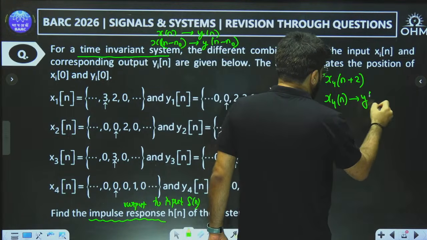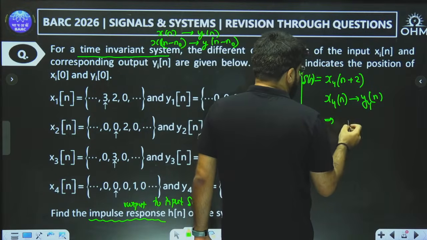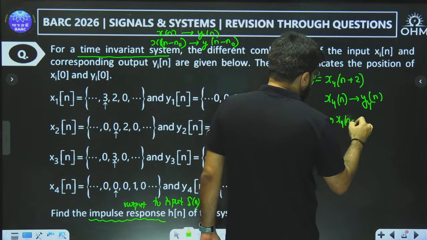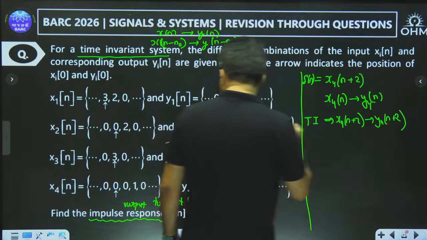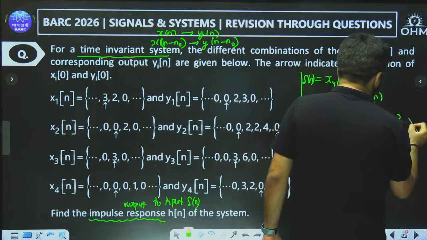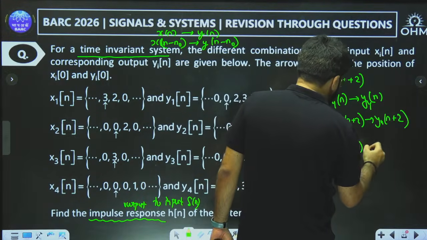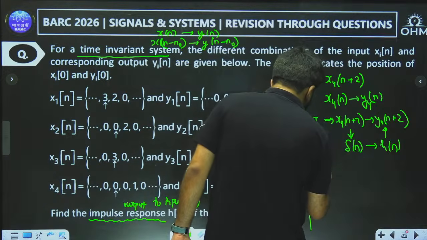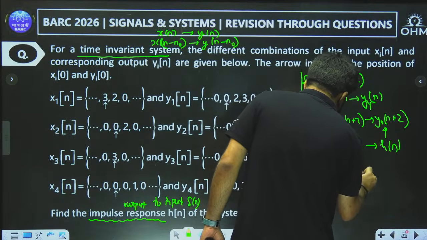Now, x4 n has the output y4 n. Using the time invariance nature of the system, x4 of n plus 2 has the output y4 of n plus 2. This is more of a concept question. I have not given the options for this, but just try to understand. x4 of n plus 2 means delta n. Delta n has the output known as h n. So what is the impulse response of the system? y4 of n plus 2. The y4 also has to be left shifted by 2.